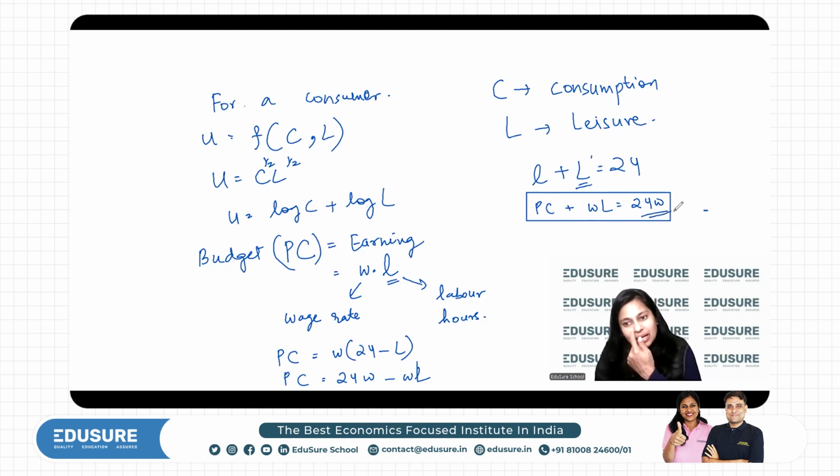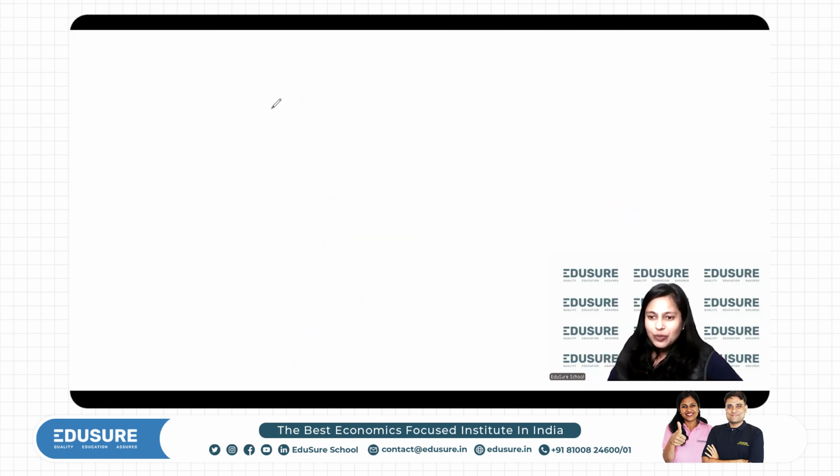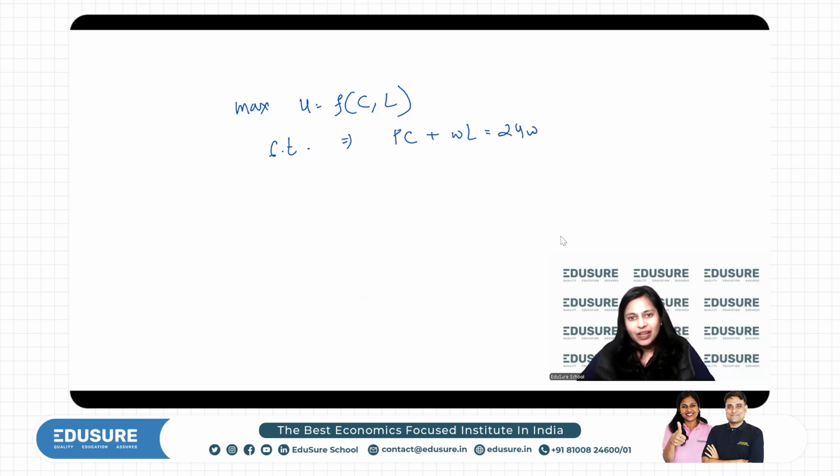24W is the maximum earnings possible for you if you work for 24 hours. So out of your 24 hours, you can divide it between working, which will give you PC, or leisure, whose cost is W, capital L. So for a consumer, the proposition is to maximize his utility, which is defined over C and L, some function of C comma L, subject to this budget line, which is PC plus WL is equal to 24W, right?